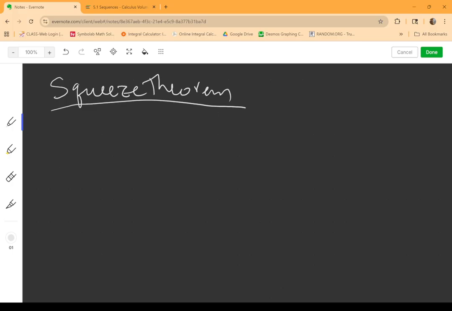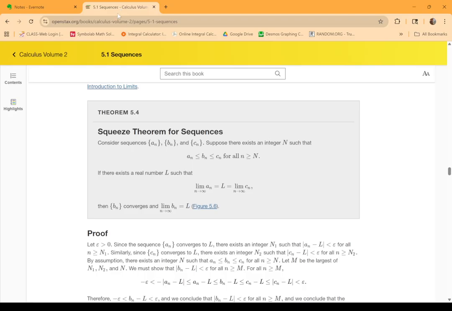Okay, so here we're going to take a look at the squeeze theorem for sequences. Similar to when we had the squeeze theorem for functions, the idea is this: we want to be able to set up a three-part inequality. In this case, we're talking about sequences, so we have three sequences.